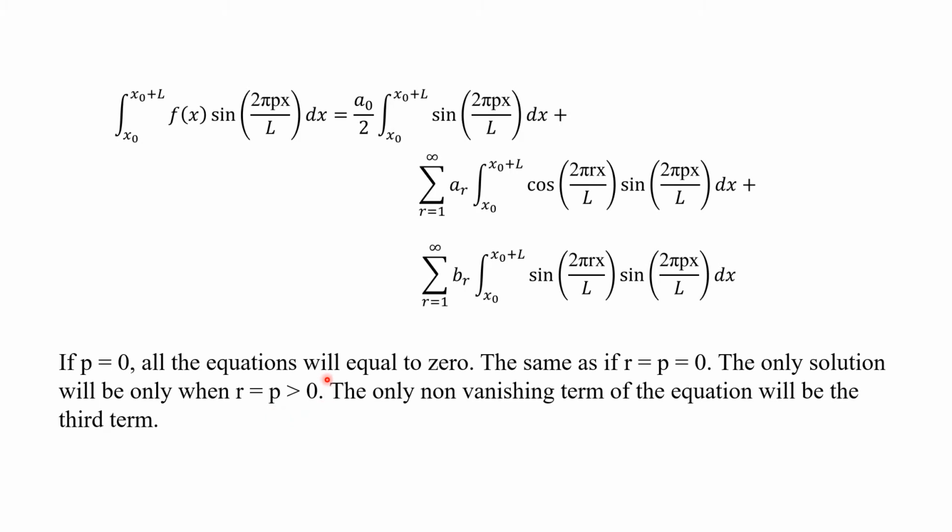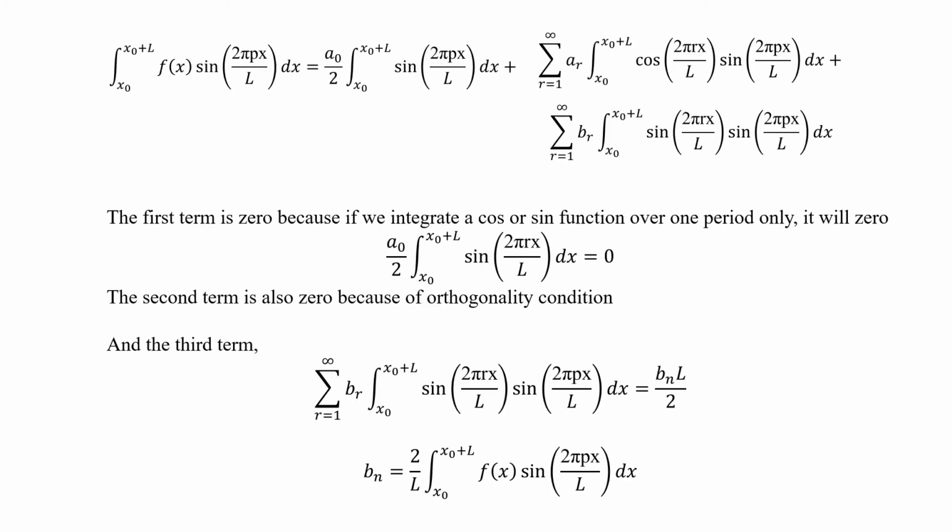And from this solution here, the only non-vanishing term of the equation will be the third term. That is, the first term is 0, because again, if we integrate a cosine or a sine function over one period only, it will be 0. The second term is also 0 because of the orthogonality condition. And the third term is equal to bᵣ times L over 2. Rearranging the equation, bᵣ is equal to 2 over L times the integral from x₀ to x₀ plus L of f(x) sine 2πpx over L dx.